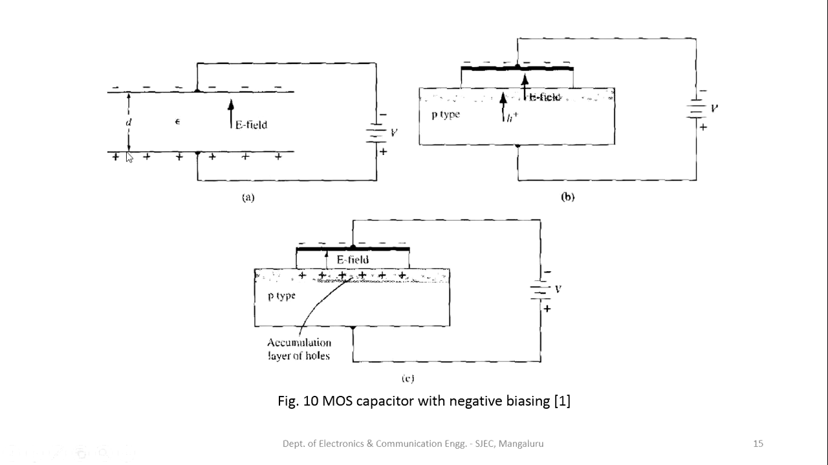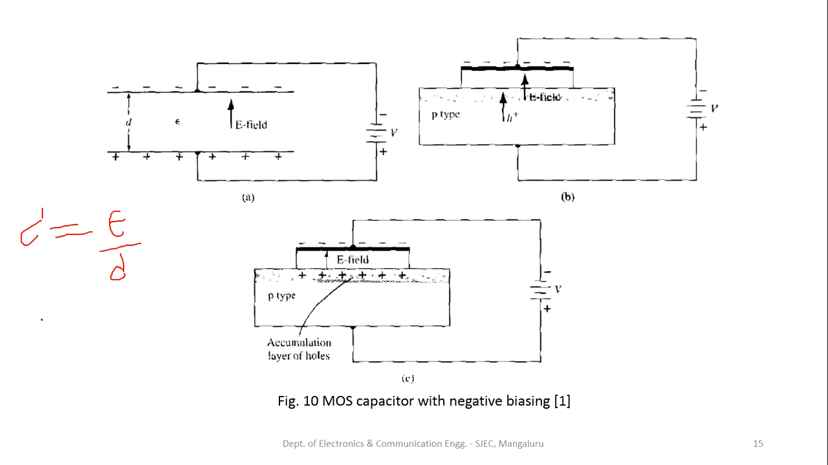The distance between the two plates, if we consider it as d, then epsilon is the permittivity of the free space. Electric field exists between the two parallel plates of the capacitor. The capacitance per unit area C dash is equal to epsilon by d, where epsilon is the permittivity of this free space and d is the distance between the two parallel plates.